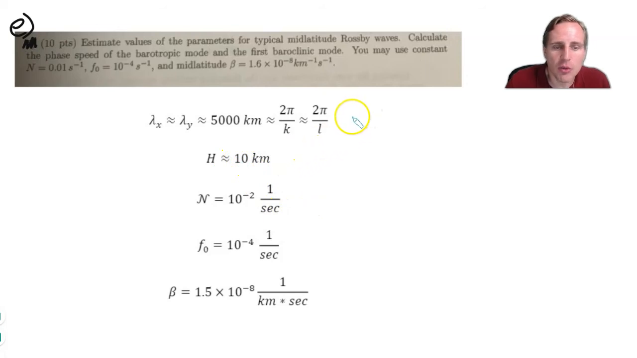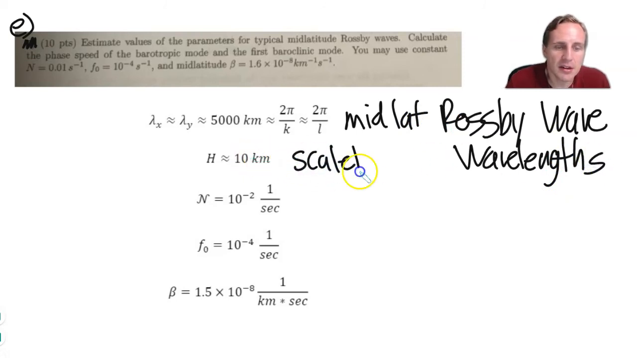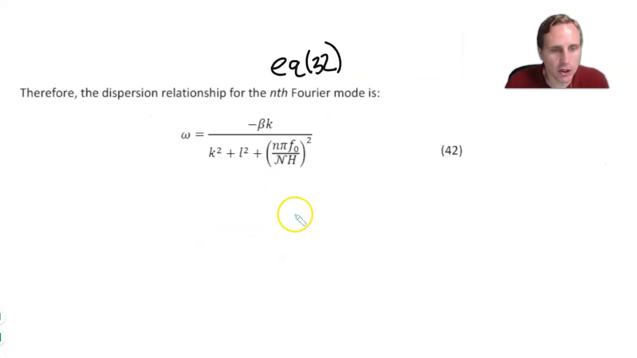And then, so this is, again, mid-latitude Rossby wave wavelengths. This is a typical scale height. So when I say a scale height, this is the typical depth of the troposphere. In other words, the troposphere is about 10 kilometers tall or so, approximately, to the nearest kilometer. We were already told the Brunt-Väisälä frequency, the Coriolis parameter, and the beta term. So let's go ahead and go into the dispersion relationship.